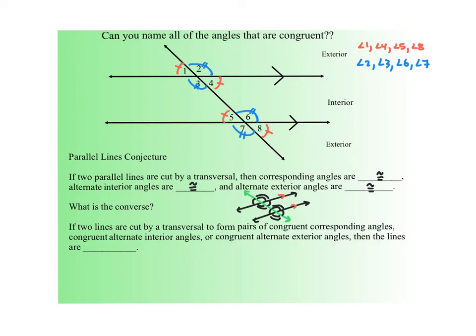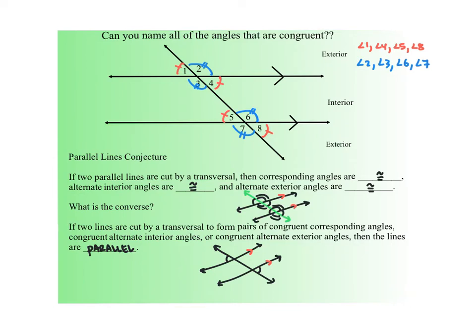Now, as a converse, if two lines are cut by a transversal to form pairs of congruent corresponding angles, congruent alternate interior angles, or congruent alternate exterior angles, then the lines must be parallel. Okay, so let's look at that in the context of almost the same scenario. All right, so let's say I have a transversal cutting two lines. I don't know if the lines are parallel, but if these two angles right here and here are congruent, then that must be a pair of parallel lines.